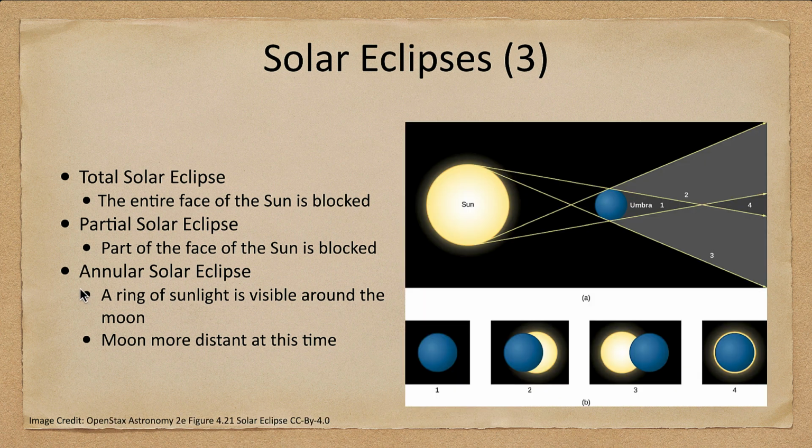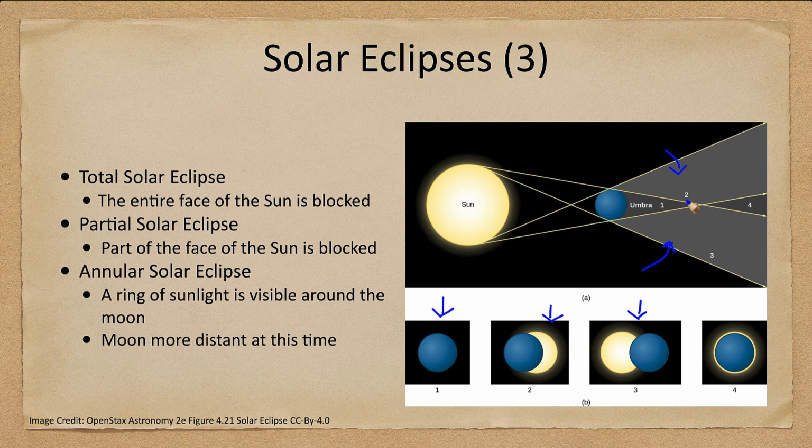Now let's look again at the geometry here, depending on where you are in this location. If you're located in the umbra here, any place in point 1, you would see a total eclipse, the moon completely blocking out the sun. If you're in part 2, or part 3, you would see part of the sun blocked. So that would be something like this, where only a portion of the sun is blocked.